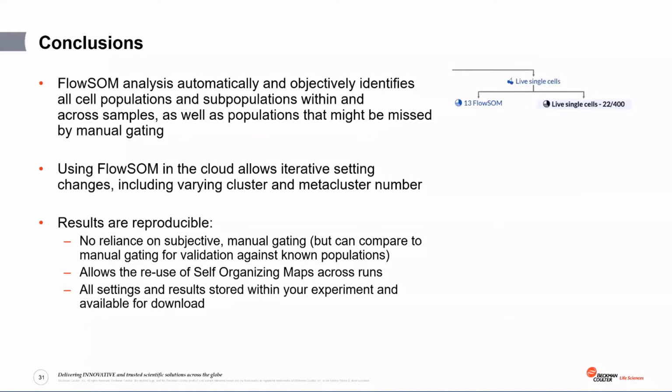The advantage of using FlowSOM in the cloud with Cytobank is that you can iteratively set changes, including different cluster numbers and metacluster numbers, to arrive at your optimal analysis. And with FlowSOM, your results can be reproducible because you're not relying on subjective or manual gating. However, you can use these manual gates to compare for validation against known populations. You can reuse self-organizing map across runs to be able to compare samples run to run. And all of your settings and results are stored within your experiment and will be available for download.